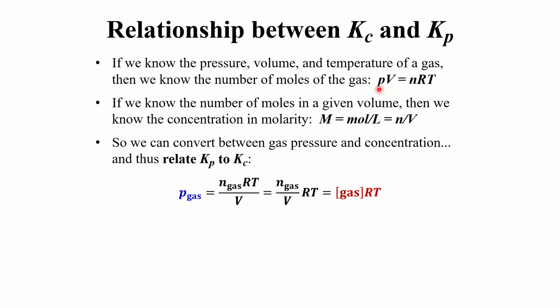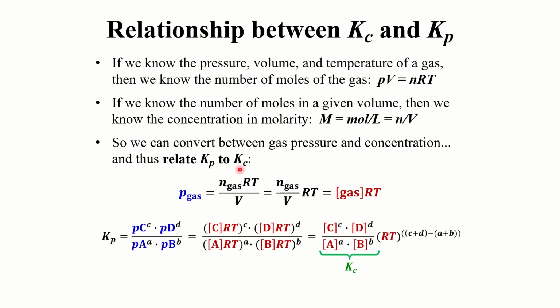So if I take the ideal gas law and solve it for pressure, I would get the pressure of a gas equals the number of moles of a gas times R times T divided by V. I'm going to isolate that n gas over V term. So I have n gas over V times RT. And right here, we just define molarity as n over V. And so I can make a substitution. And I'll pull out the n over V and just plug in concentration. So the pressure of a gas equals the concentration of that gas times R times T.